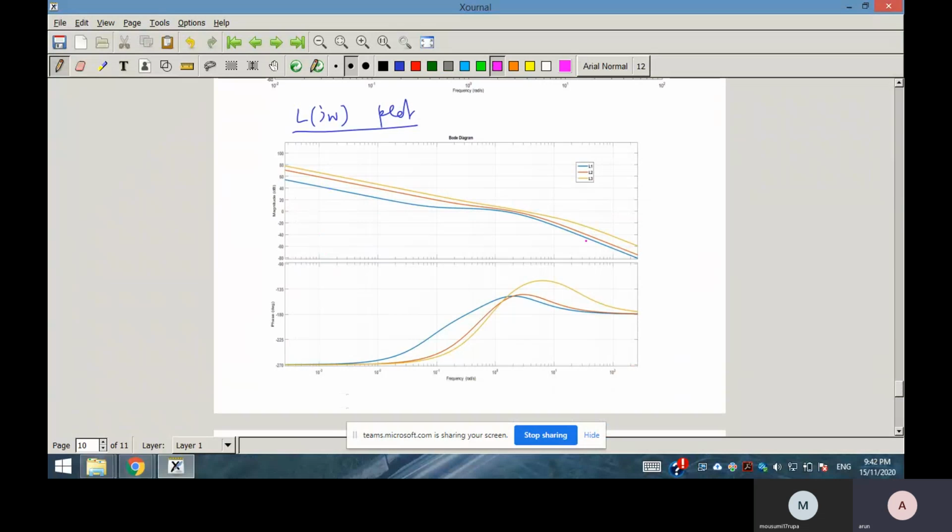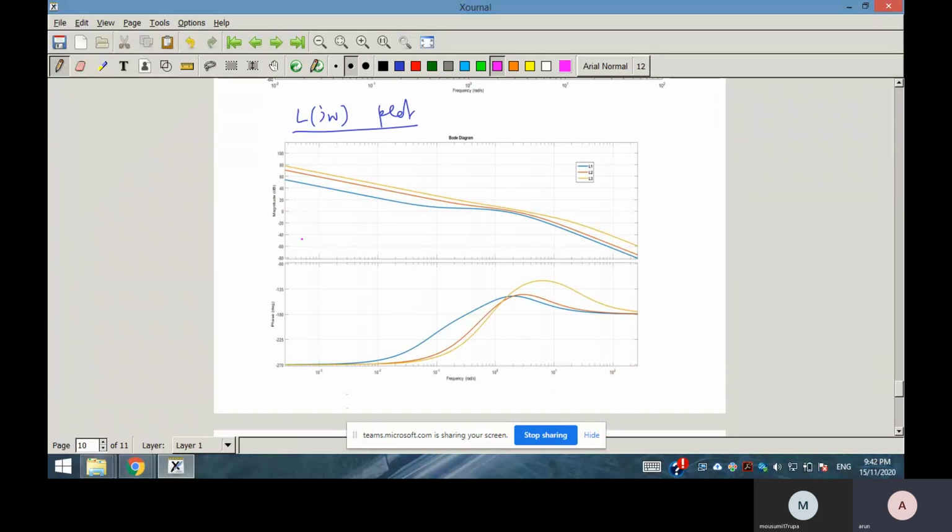Given a filter, suppose WDS or WETAS, in fact you can superimpose 1 by WDS and 1 by ETAS along with your loop transfer function, and you can check whether the disturbance attenuation condition and noise attenuation condition are satisfying or not. That is also another way to check. So all these things you have to post check here.